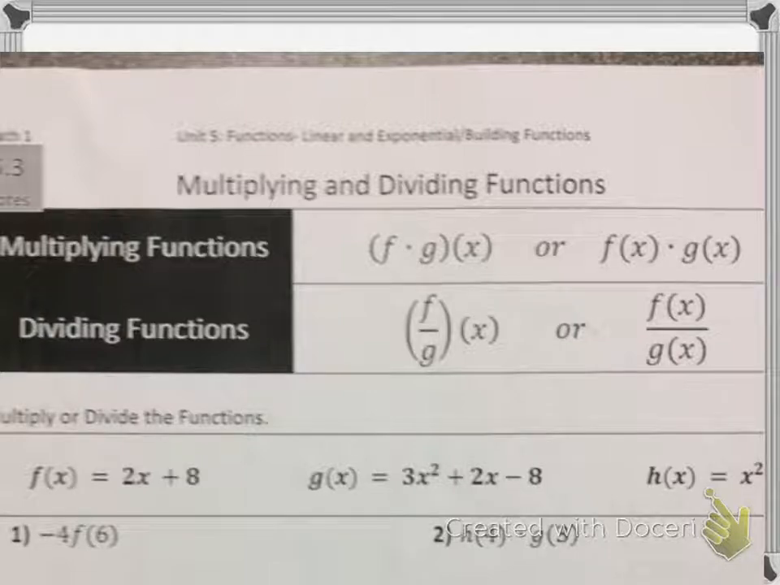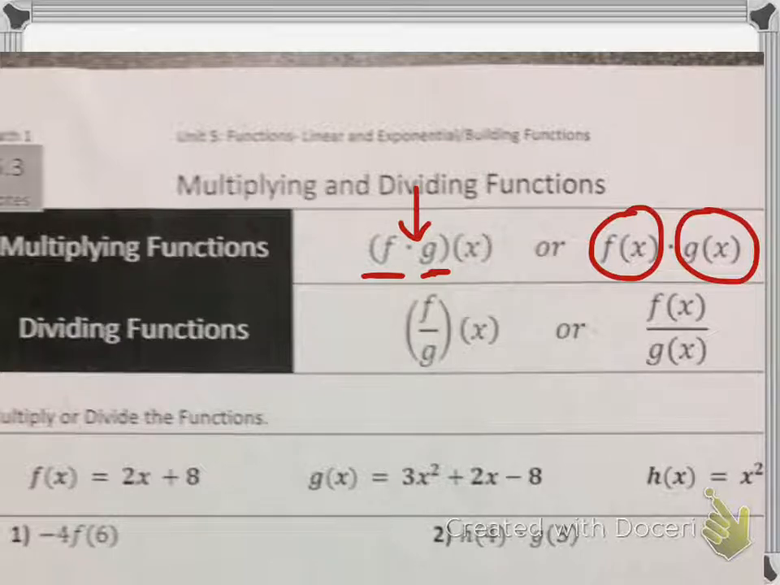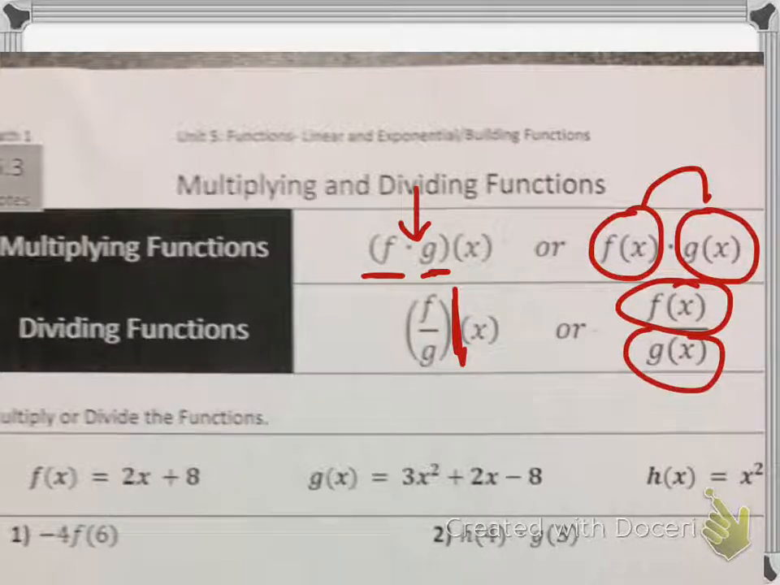Before we get started though, it's important to notice the notation. If there's a dot like this in the functions, this says multiply f function times g function. If they're written this way, it means the same thing, multiply the f function times the g function. This is division of f divided by g, and so is this, division of f divided by g. So two different ways to write out our function notation here, but it all works the same way.